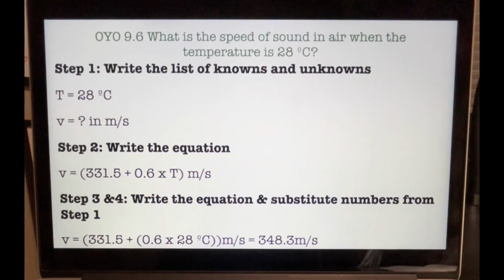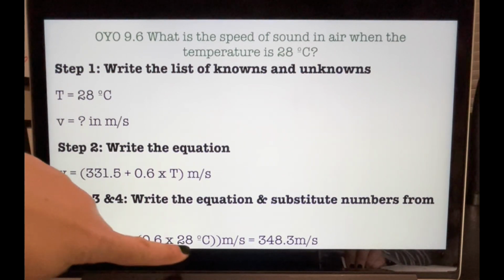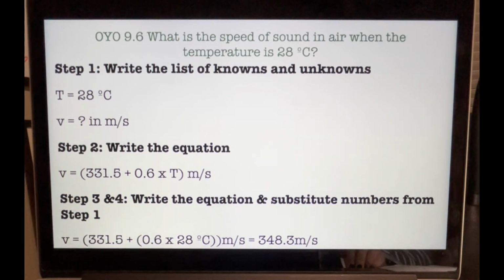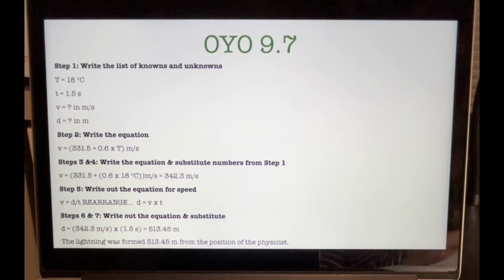All right, on your own. What is the speed of sound in air when the temperature is 28 degrees Celsius? Step 1, what are the lists of knowns and unknowns? 28 degrees Celsius, and we're trying to solve for the speed. Step 2, write the equation, 331.5 plus 0.6 times the temperature in meters per second. Substituting in the temperature and solving for the problem, you get the answer as 348.3 meters per second.